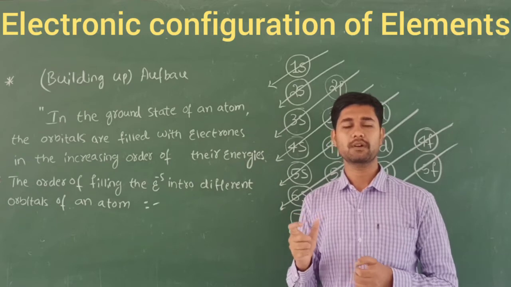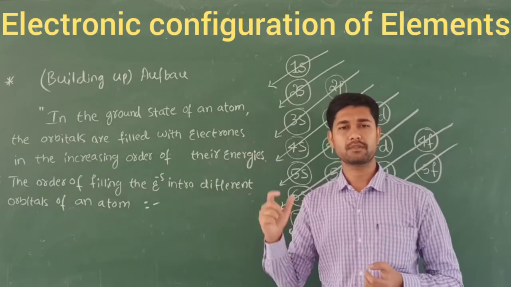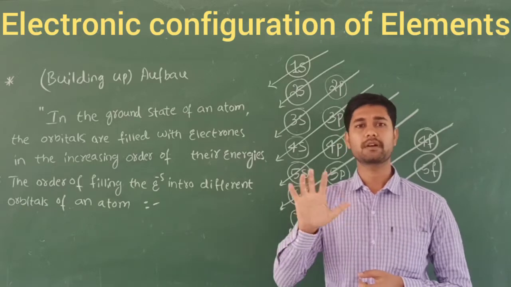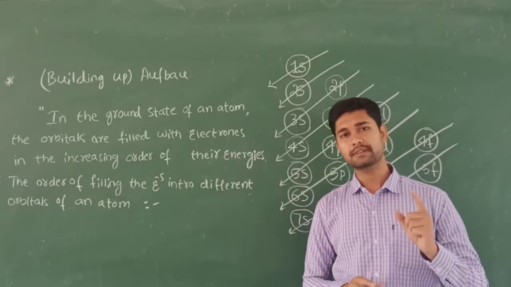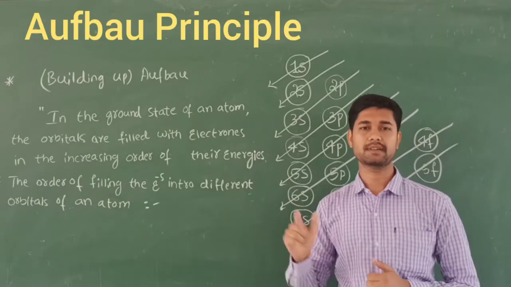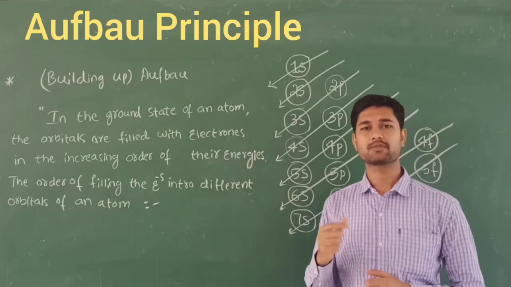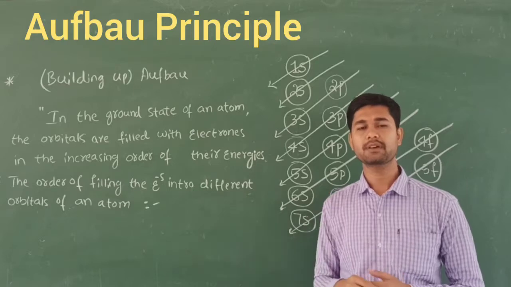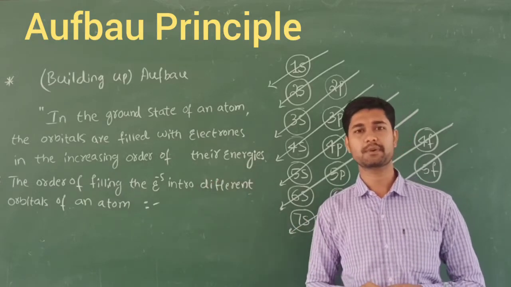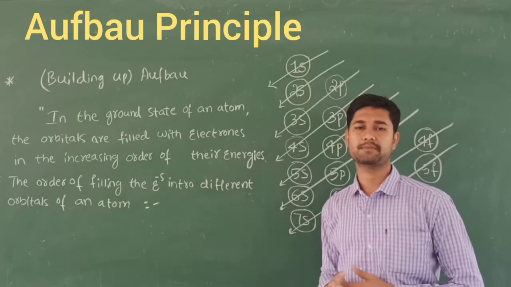Some principles, some rules are going to be followed here. In order to fill the electrons, the first rule is called the Aufbau principle. Aufbau is the name of the scientist who gave one principle for filling the electrons. So let us discuss the first principle, the Aufbau principle.